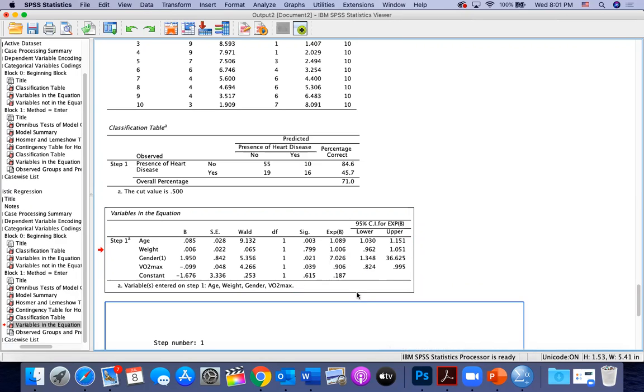Again, if you want to interpret this result, you can say that, keeping all other independent variables constant, the odds of having heart disease are 7.03 times greater for males than our reference group, which is the females.